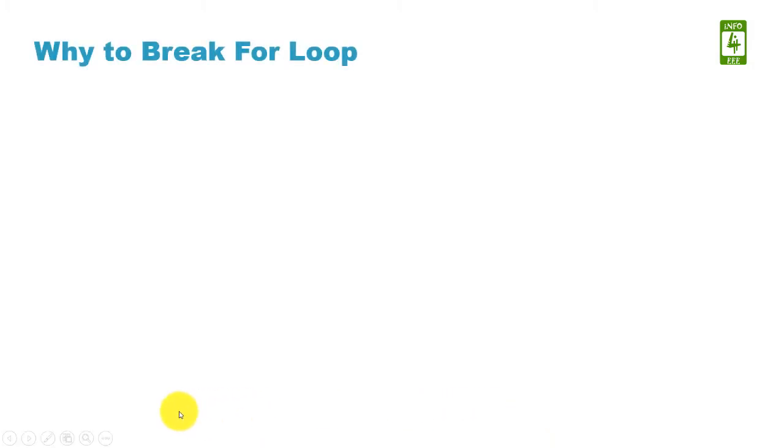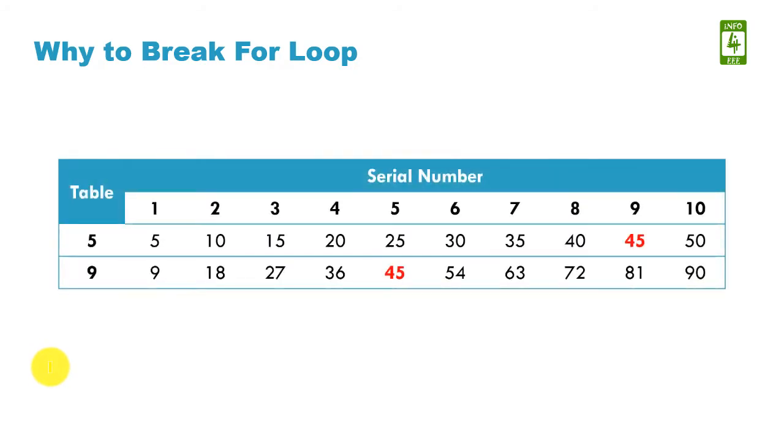First of all, we will discuss why to break a for loop. Suppose we have a table of 5 and 9, generated with a MATLAB program, and we want to break this program after a particular value. Here I am considering the value 45. It means that after the 9th iteration, the MATLAB program for table 5 should break, while for table 9 it should break after the 5th iteration.